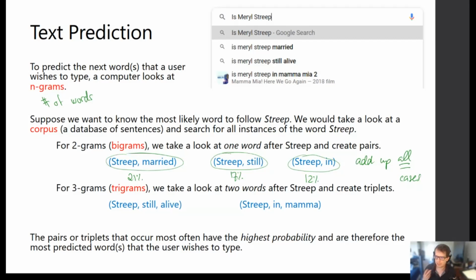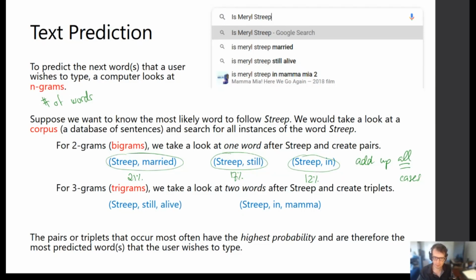So they could say they want to look at 2 words, so bigrams. But they might want to say, well, maybe 2 words isn't enough. Maybe we want to take a look at 3 words at a time. So I want to take a look at "streep" and then 2 words after to see what people want to type 2 words ahead. So these are called trigrams, so triplets of words.